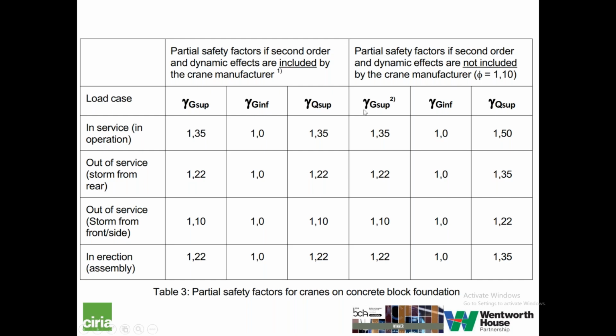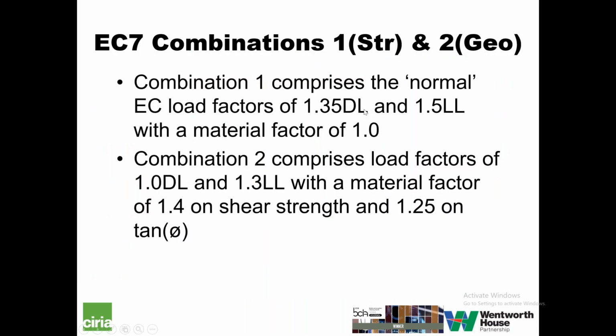There was a further complication in that the FEM figures do not take account of the Eurocode 7 combinations for loading on the ground. Now, for those of you who are not familiar with Eurocode 7, Eurocode 7 defines two load combinations, a structural combination and a geo combination. And they're generally referred to as combination 1 and combination 2.